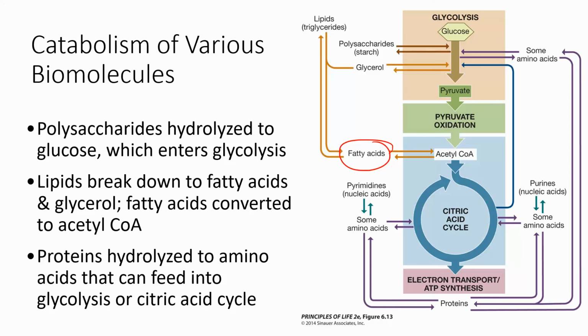Then proteins are rarely used as an energy source. Basically, by the time you're breaking down proteins, you're pretty desperate for energy. But in the rare case that you do break down proteins for energy, they're hydrolyzed into their constituent amino acids, and those amino acids, depending on which one they are, can then be fed into glycolysis, or they can be fed directly into the citric acid cycle. What's more common is that proteins are hydrolyzed to amino acids, and those amino acids are used as building blocks to make more proteins that your cell needs.